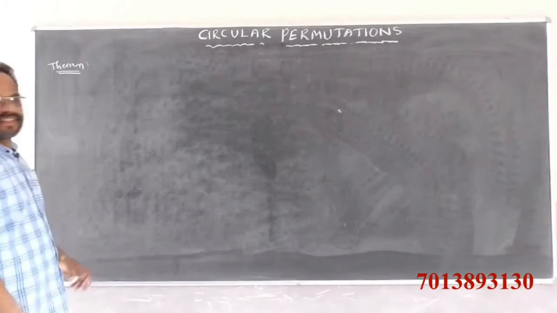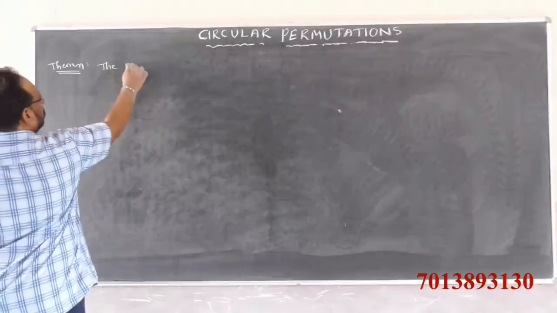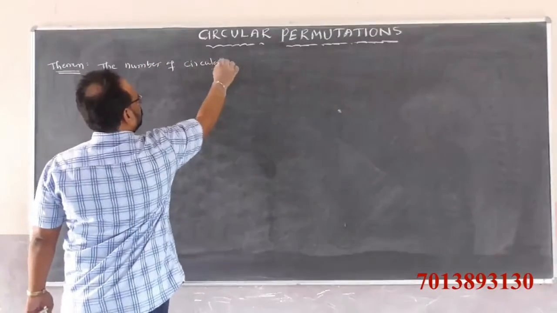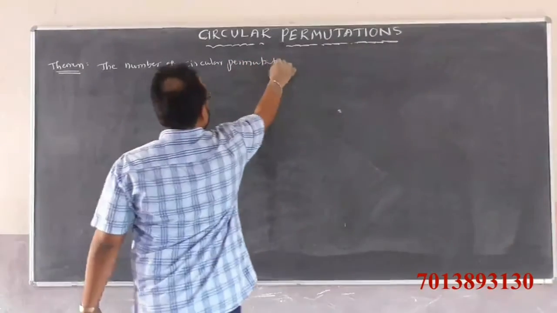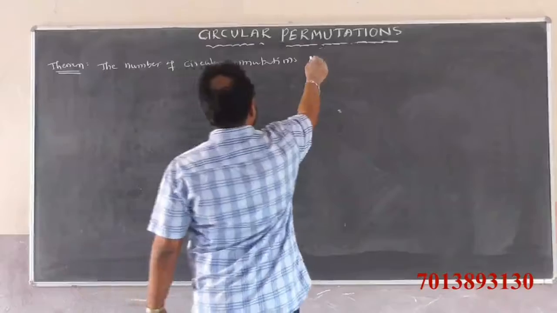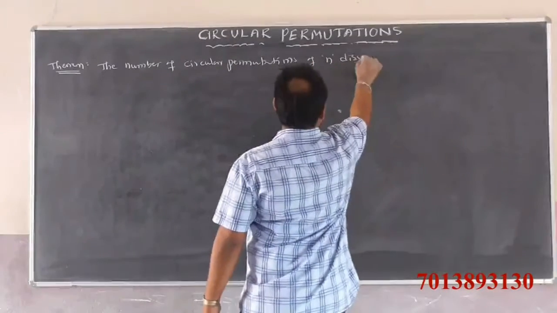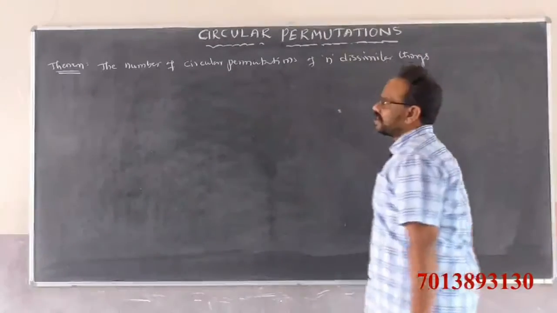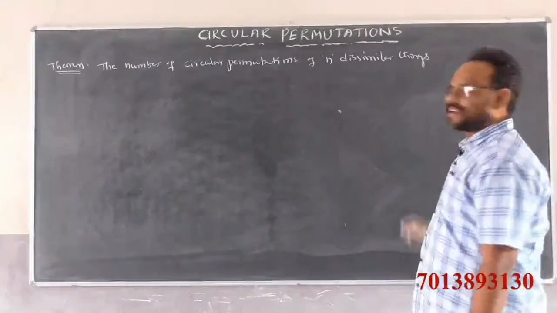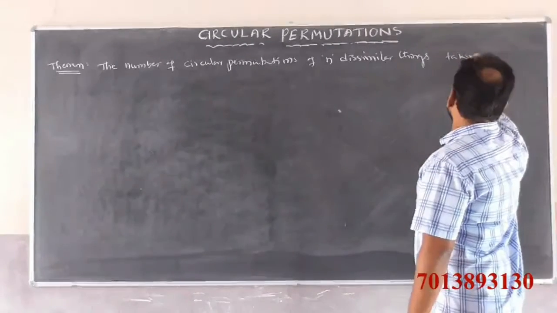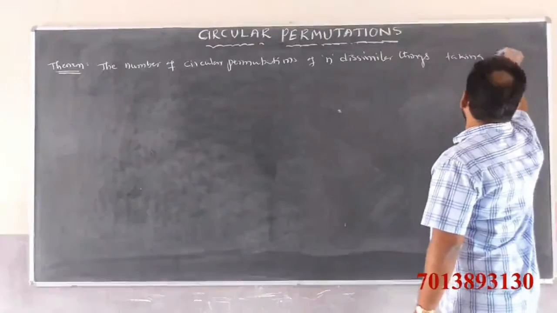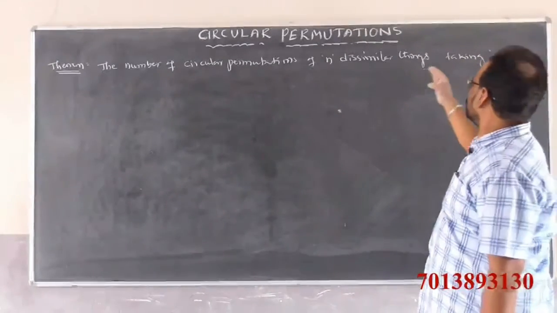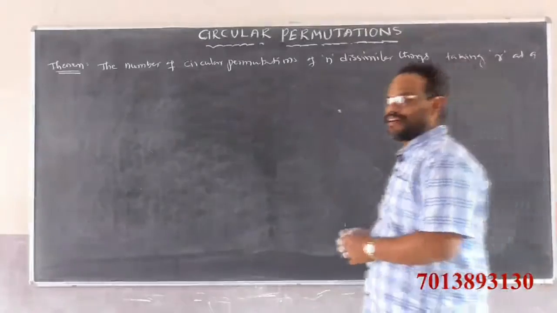The number of circular permutations of n dissimilar things taking r at a time.